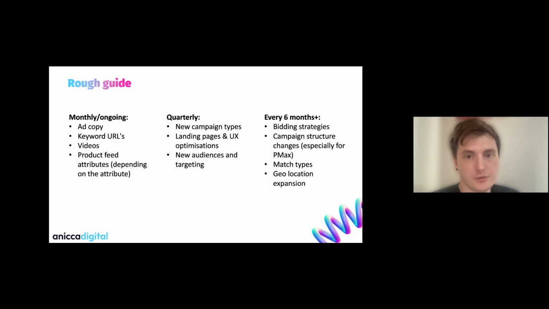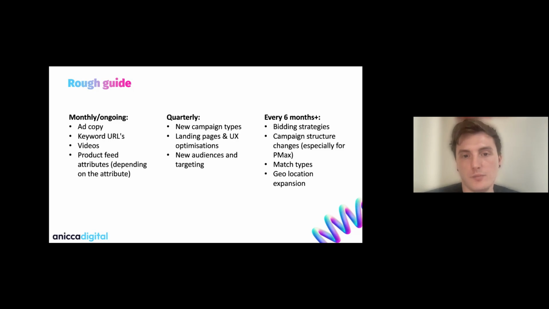And then there's the big ones. So every 6 months plus. Those are going to be things like bidding strategies, campaign structure changes. So if you're testing new structures, particularly on Performance Max, because what Performance Max tends to do is stagnate if you don't encourage it to perform better, or you don't make changes to it. It will just push the same products, it will push the same ads that are working, because you're not giving it new information to test.